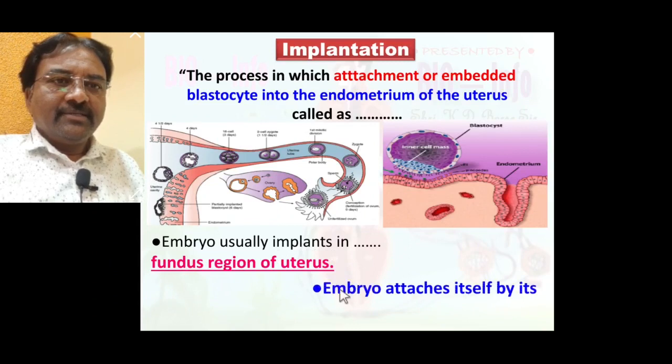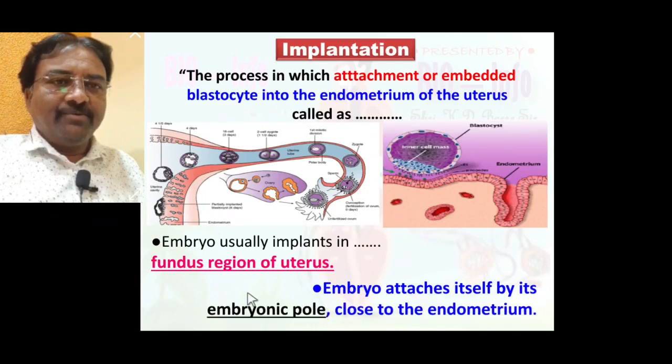In this process, the embryo attaches itself by its embryonal pole close to the endometrium. This is the embryonal pole. This side is close to the endometrium during implantation.